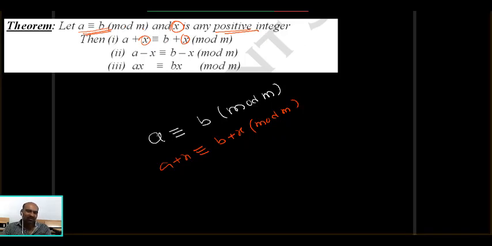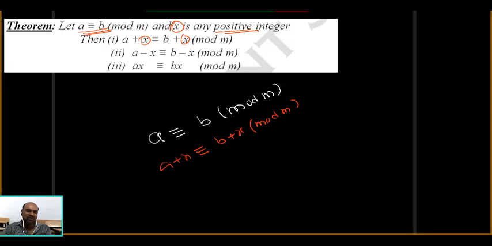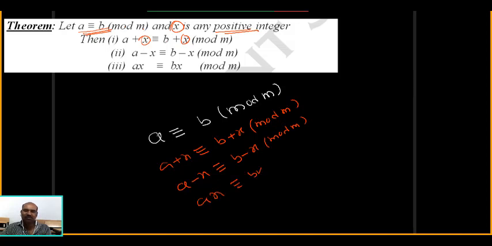A is congruent to B modulo M. Property one says that A plus x is congruent to B plus x modulo M. Property 2 says that A minus x is congruent to B minus x modulo M, just like subtracting x on both sides. The third one says that Ax is congruent to Bx modulo M, just like multiplying. I will prove all these things, but first I will verify through an example.